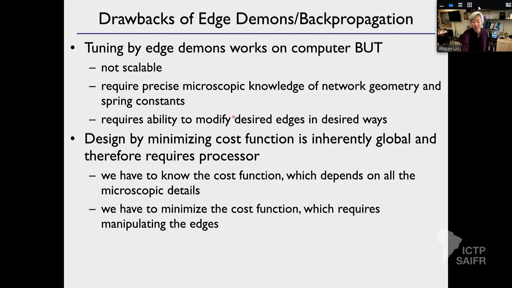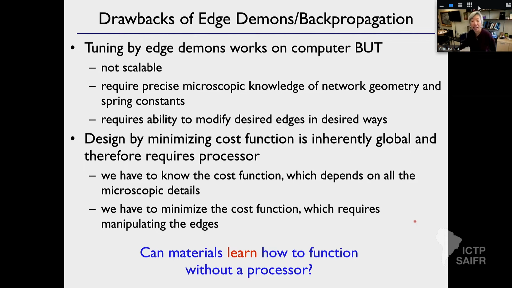It's fun to make these things, but what relevance does this have for the real world? And this is a problem for artificial neural networks too. Design by minimizing a cost function is inherently a global process. If I want to do it by gradient descent, I have to be able to calculate the cost function, calculate its gradient, and take a step down that gradient. And these are global steps, and they require a processor and memory. And that's a problem.